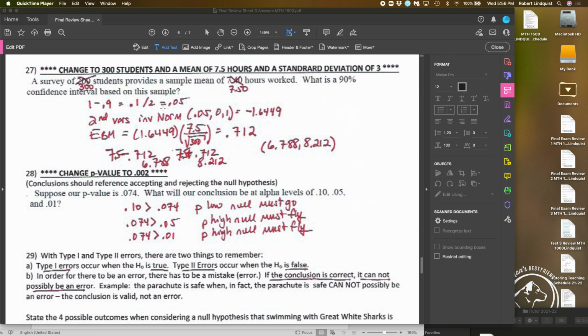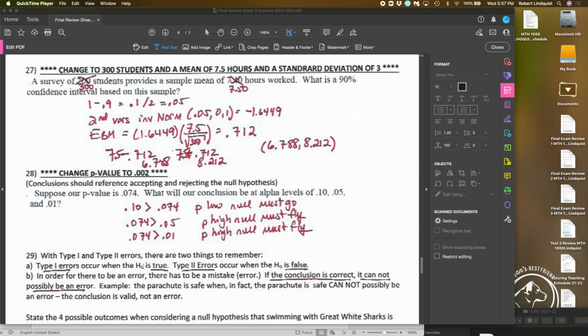And to find the error-bound measurement, we use that 1.6449, multiply it by the standard deviation divided by the sample size. In this case, divided by 300. When I crunch that all out, I get 0.712. And then I take the mean and I go up 0.712 and down 0.712. That gives me 6.788 and up 0.712, which gives me 8.212. That establishes my confidence interval.